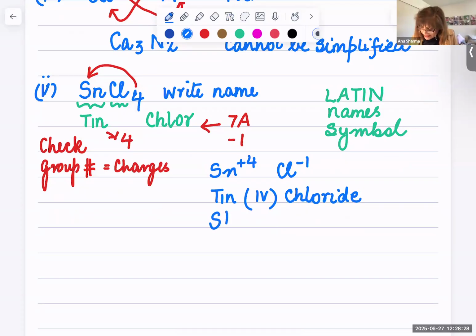The other name is, it is larger, right? Stannic chloride. Okay, stannic chloride. So this is the way you will get it.